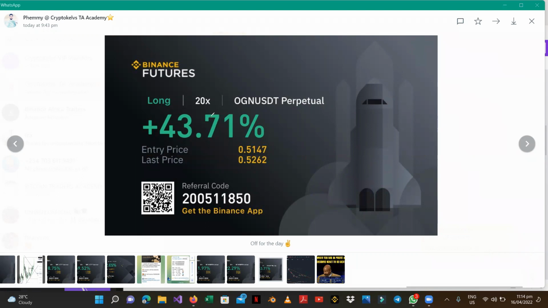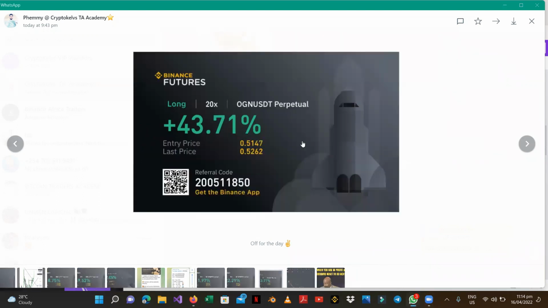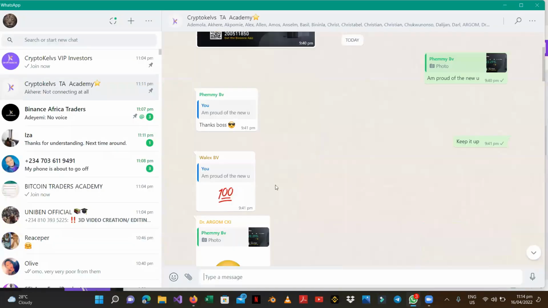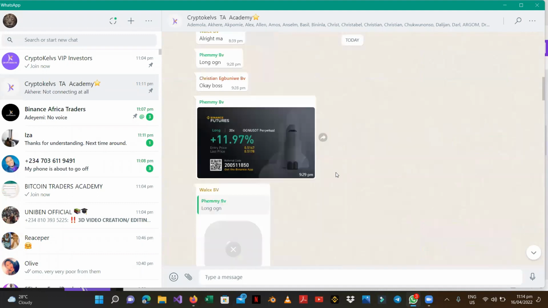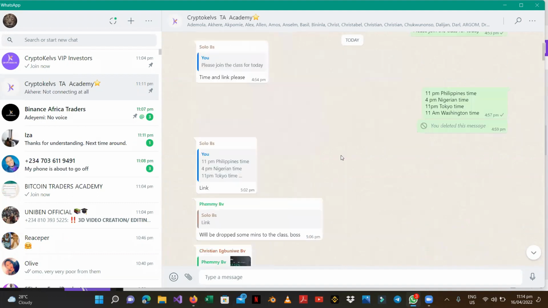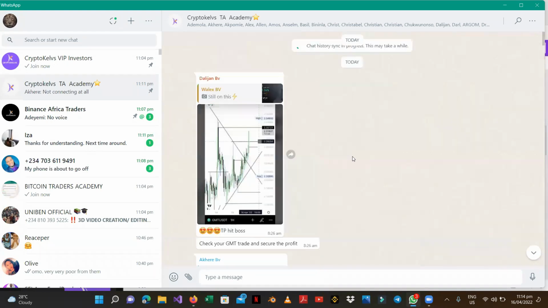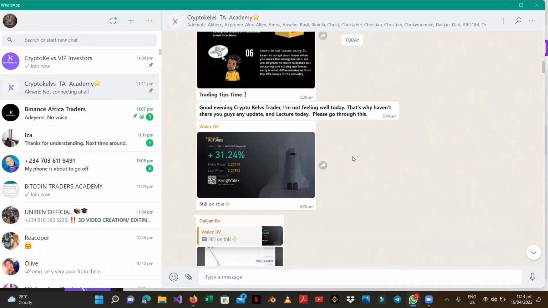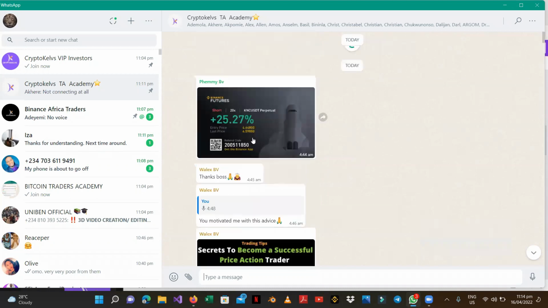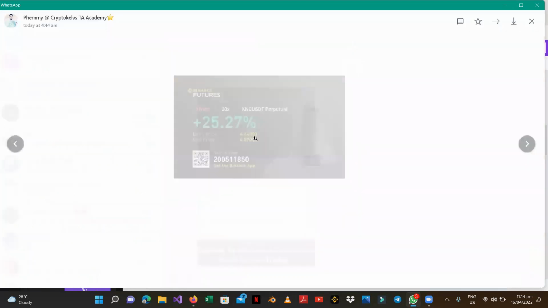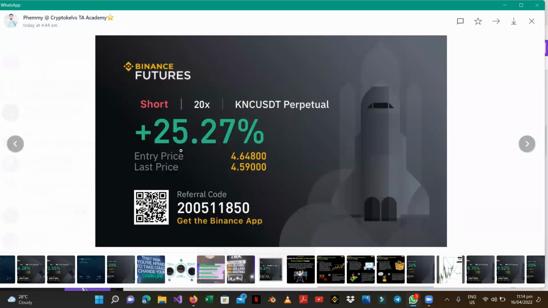You can make money. Now he's making money through long, and he can also make money when the market is going short. Let's see, this is his profit. I think someone posted a short here, or is it in the other group? Okay, here is a short again from him. Now the market is bearish and he's still making his profit.